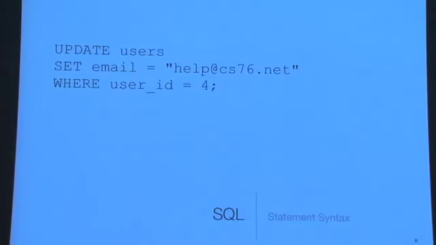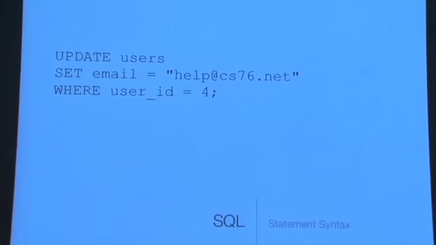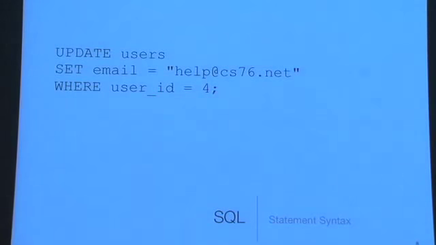But if we take a look at this, it reads like a sentence, right? Update users. Users in this case is just the table that's housed within our database. We want to set a field called email equal to some value, in this case the email address help@cs76.net. We also want to specify a user ID.